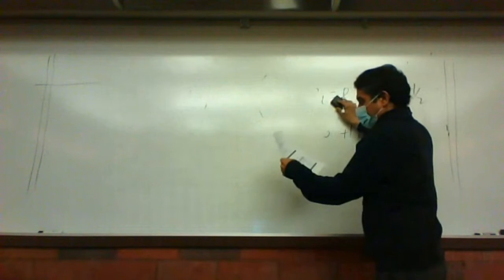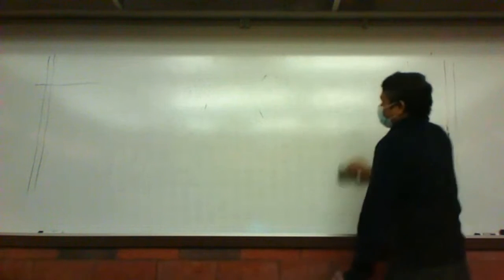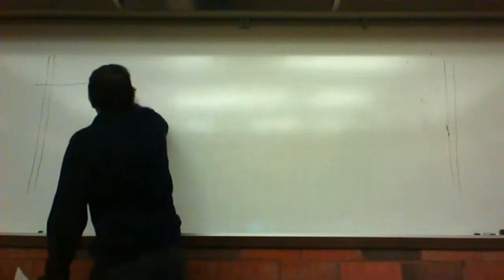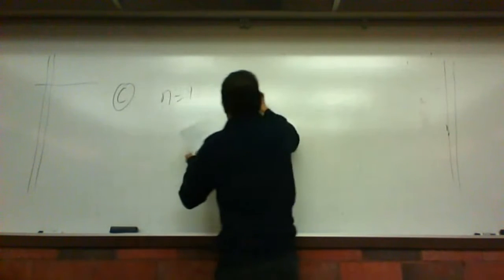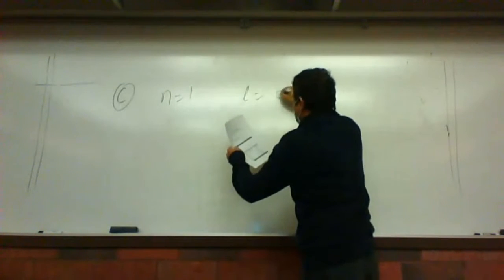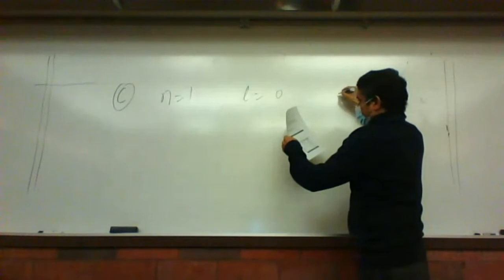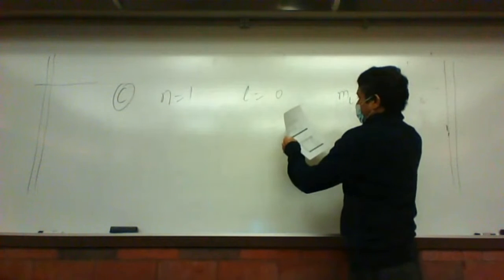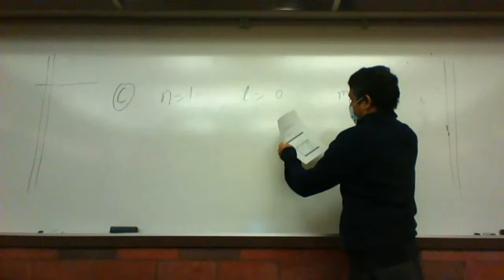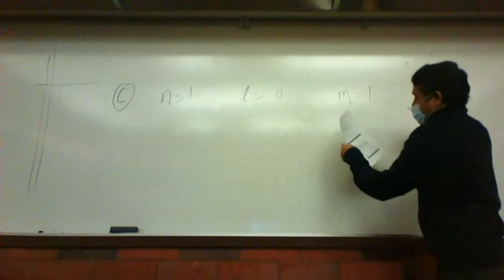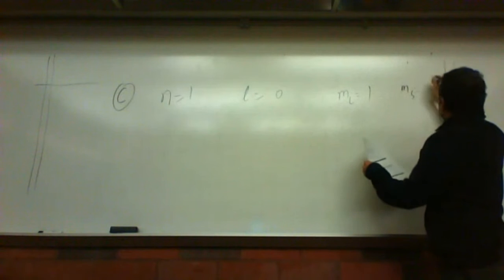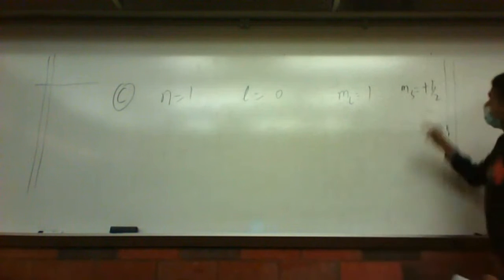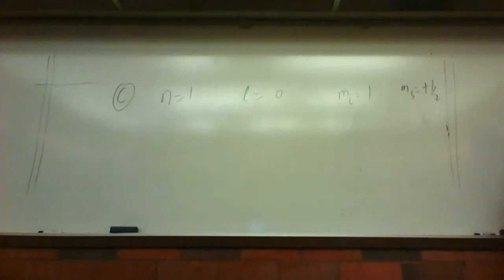A, B, C. I have C. So now N is equals to 1, L equals to 0, ML is equals to 1, and then MS is equals to plus half. First of all, we need to look here. Is it good? Yes, it is good, because ms has either plus half value or minus half value, right?